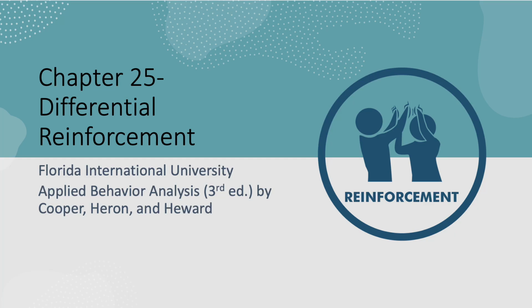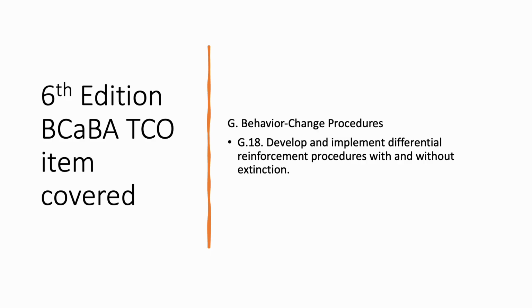Within this week's lecture, we will be covering the topic of differential reinforcement, which corresponds with chapter 25 of the Cooper, Heron, and Heward textbook. The TCO item that will be covered within today's lecture is G18 from the Behavior Change Procedures section, and that specific TCO item says to develop and implement differential reinforcement procedures with and without extinction.